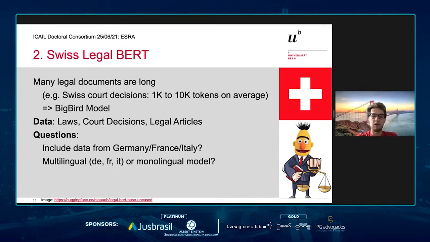As data, we have laws, court decisions, and maybe legal articles if we can get a hold of them. That's a bit of a problem because they're not very freely available and in the hands of commercial entities. So open questions here are still if we should include data from Germany, or France, or Italy, or other countries which speak one of those languages in an earlier pre-training stage, and also if we should pre-train a multilingual model or monolingual models.